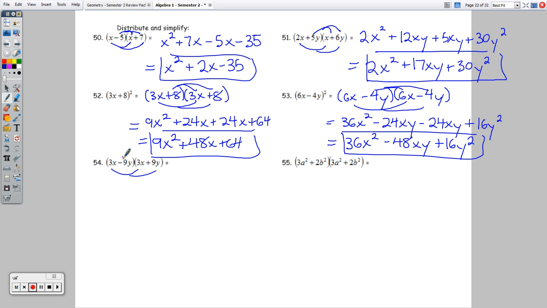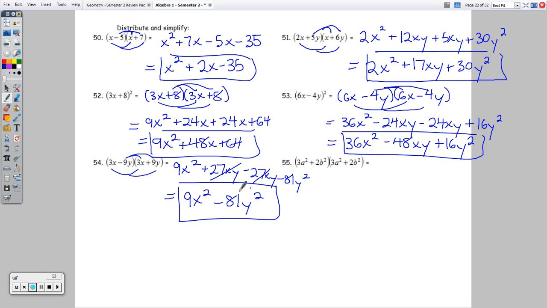On this one, distribute the 3x and the -9y to both parts there. You'd have 9x squared plus 27xy minus 27xy minus 81y squared. And that looks like these two things would cancel each other out. You'd have 9x squared minus 81y squared. And that should make sense. We have the difference of two perfect squares there. And so we'd take the square root of that one and the square root of that one. Put those two things here and here. One is plus and one is minus.